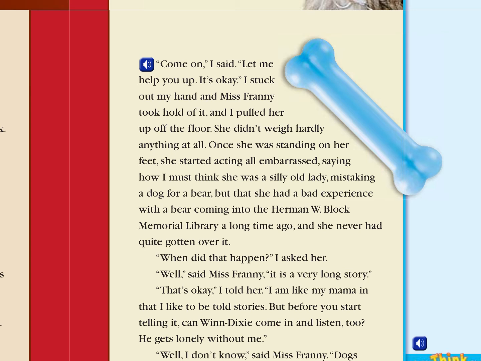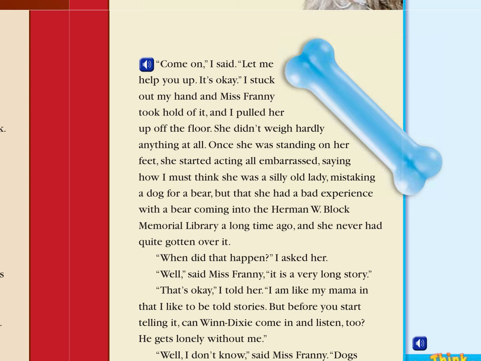Once she was standing on her feet, she started acting all embarrassed, saying how I must think she was a silly old lady mistaking a dog for a bear, but that she had a bad experience with a bear coming into the Herman W. Block Memorial Library a long time ago, and she never had quite gotten over it. I'm thinking this tells me exactly what she looks like.